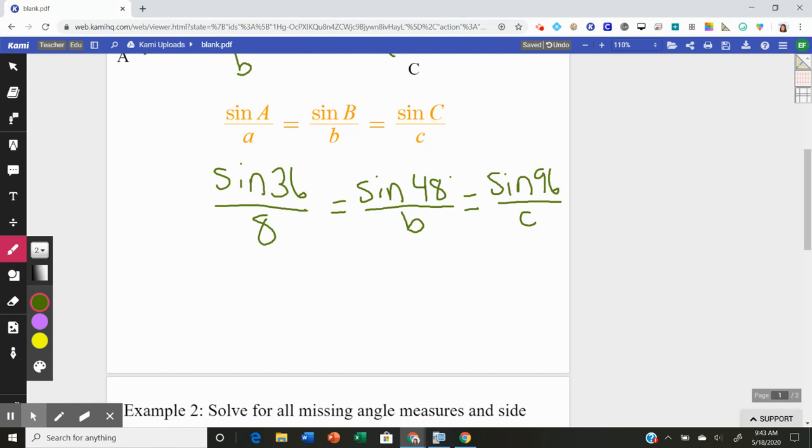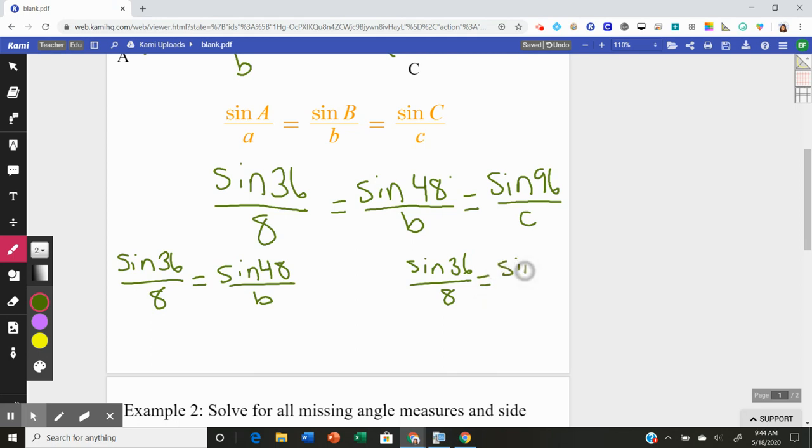So we have some options here. We're really going to look at 2 ratios at a time and solve for the missing information. So the first ratio that I'm going to set up here is going to compare the sine of 36 over 8 to the sine of 48 over B. Second ratio, I'm going to use the same sine of 36 over 8, but now I'm going to set that equal to the sine of 96 over C.